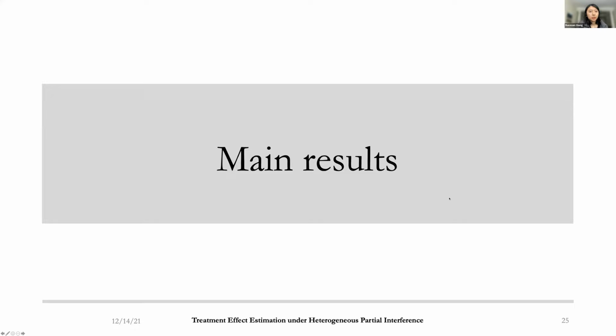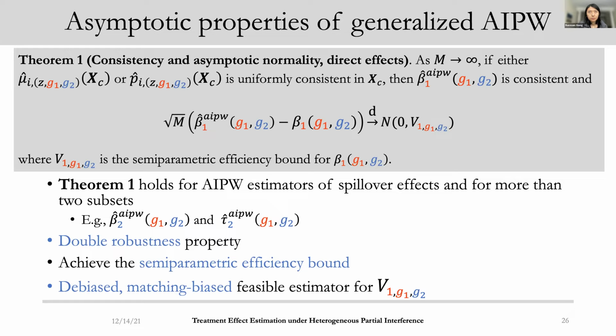Okay, now let me show you the main results in our paper. The main results we show is that our generalized AIPW preserves the same nice properties as the conventional AIPW. Our generalized AIPW is consistent and asymptotically normal, enjoys the double robustness property, and achieves the semiparametric efficiency bound.